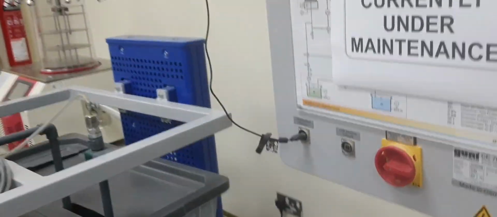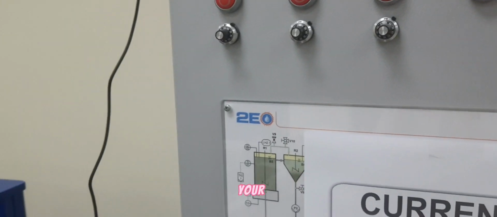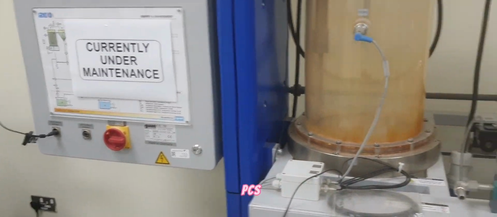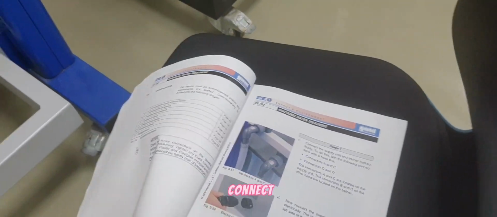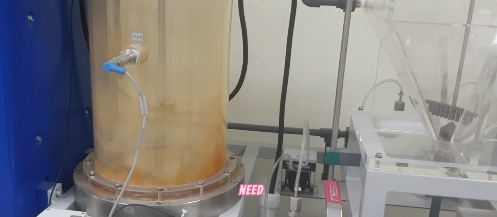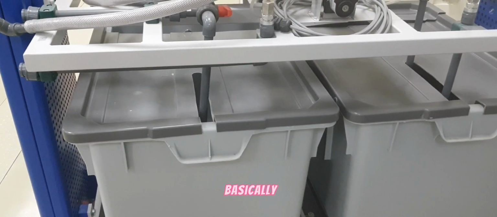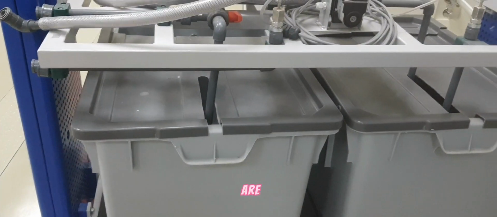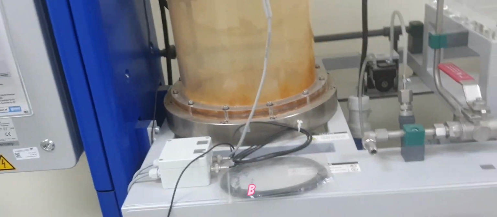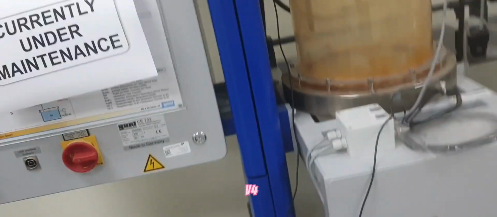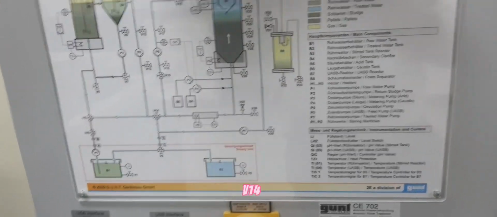And connect this USB port through your computers or personal PCs or laptops. Generally there are three stages. In the first stage you need to connect A and C, and then you need to connect C and D as mentioned in your equipment manual. Connectors A and C are located on the supply unit, which is here, and connectors B and D are on the trainer unit. Connectors B and D are close to the valves V4 and V14.